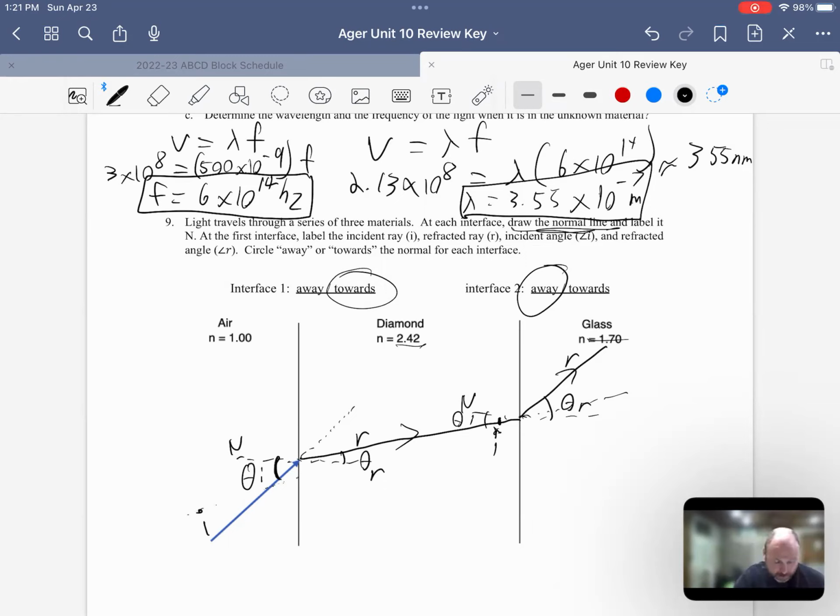And that is page number, I don't know what page number this is. What are we on, page 4? I don't know. It's questions 8 and 9. All right.